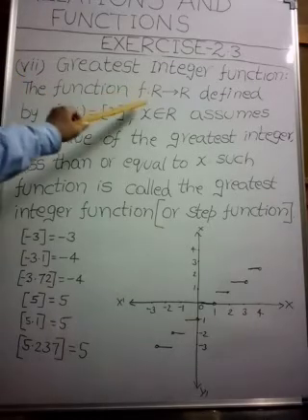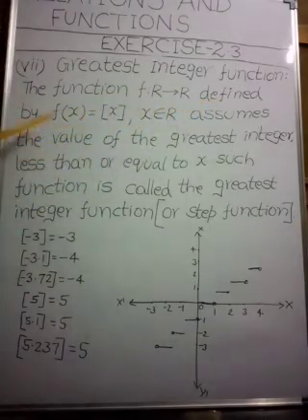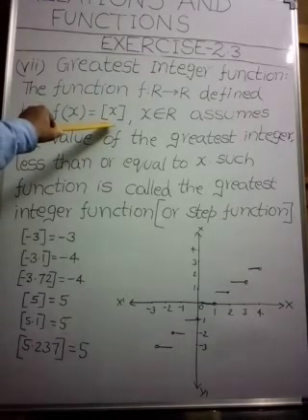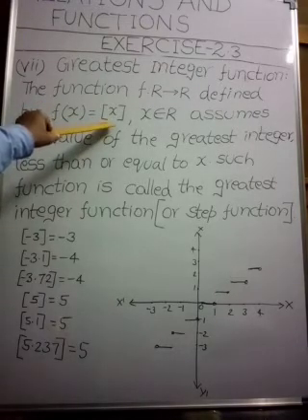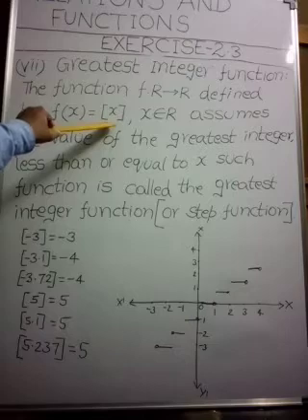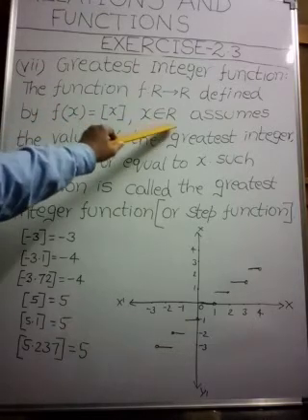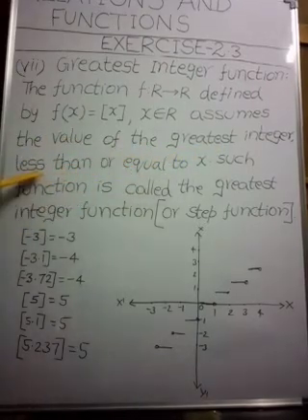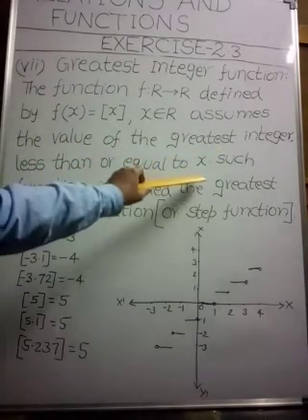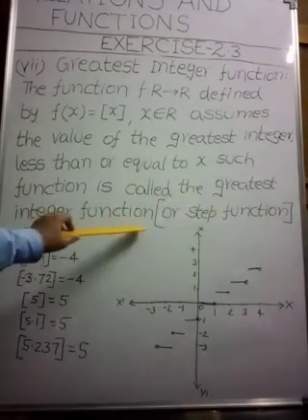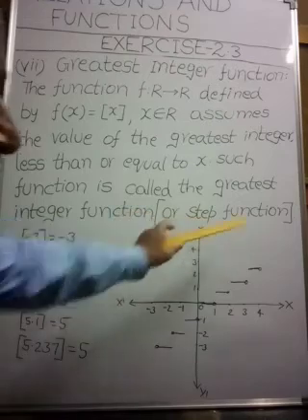Now the next type of function is the greatest integer function. The function f from R to R defined by f of x is equal to step x. This is read as step x. Remember this point, my dear children, how to read this function. Step, S-T-E-P, step x. X belongs to R, assumes the value of the greatest integer less than or equal to x. Such a function is called the greatest integer function or step function.